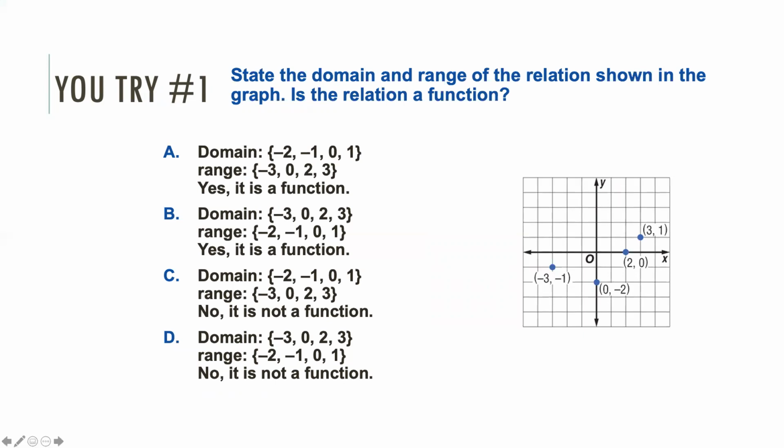Okay, so here we have our coordinate points (-3, -1), (0, -2), (2, 0), and (3, 1). Since there are no repeating x values, it is a function. So because of that, we can go ahead and cross out options C and D, because since there's no repeating x values, it is a function. So we can already answer yes to that part. Now my domain is just all the x values: negative 3, 0, 2, and 3. My range would be negative 2, negative 1, 0, 1. So with that, our answer is B.